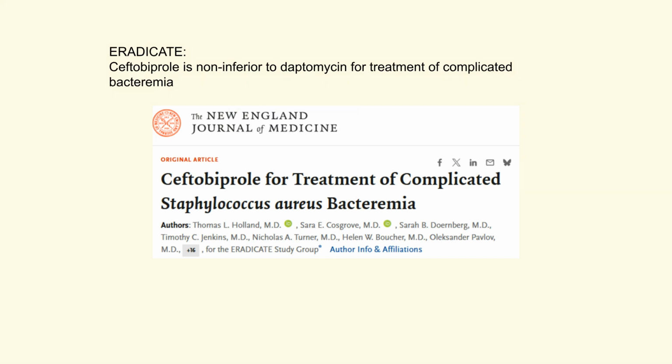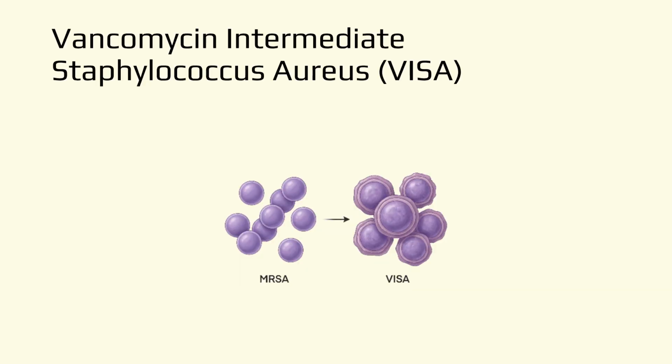The Eradicate trial showed that it's comparable to daptomycin in its ability to treat MRSA, but it is a very broad spectrum antibiotic, and for now, I would stress that you remember vancomycin and dapto primarily.